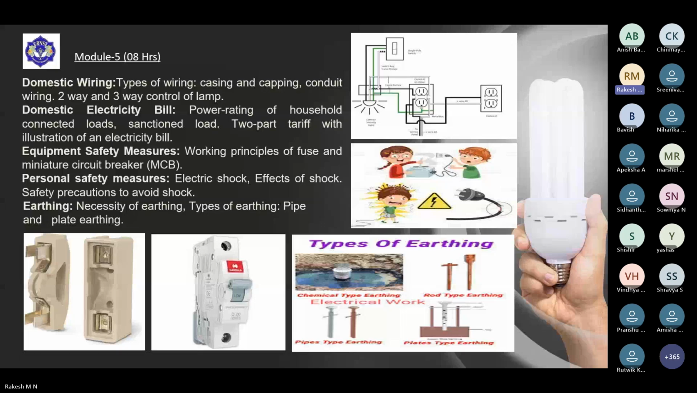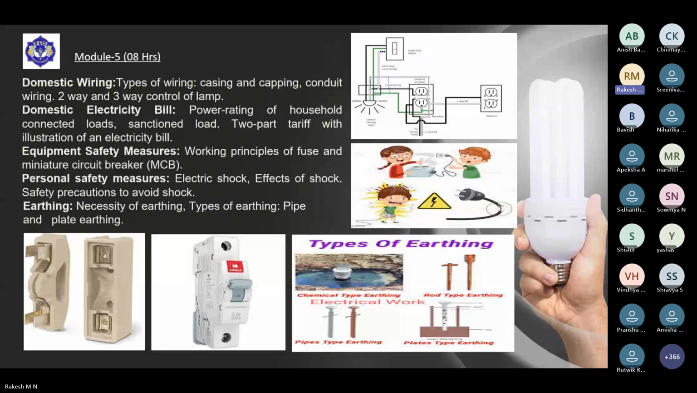Then one more major important topic is earthing. Every building, every equipment that we use that uses electricity has to be earthed. The purpose of earthing is that any unwanted current or discharge of current is silently seeped into the earth without our knowledge, so that we are all protected from that unwanted current. Okay, so what are the types of earthing we have? Pipe earthing and plate earthing will be dealt with in this particular topic.